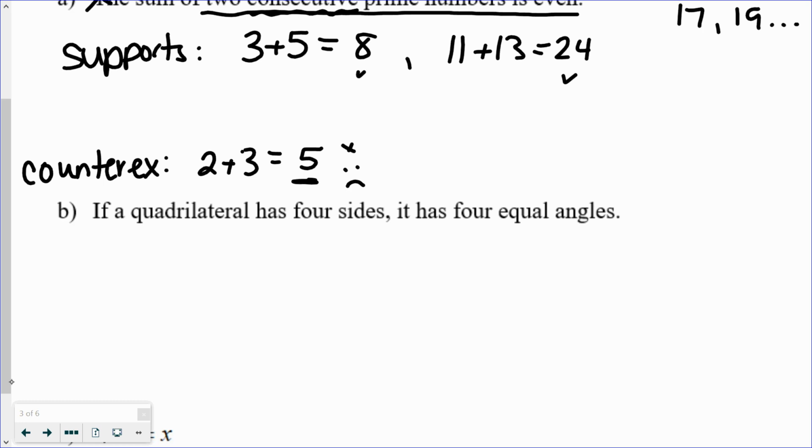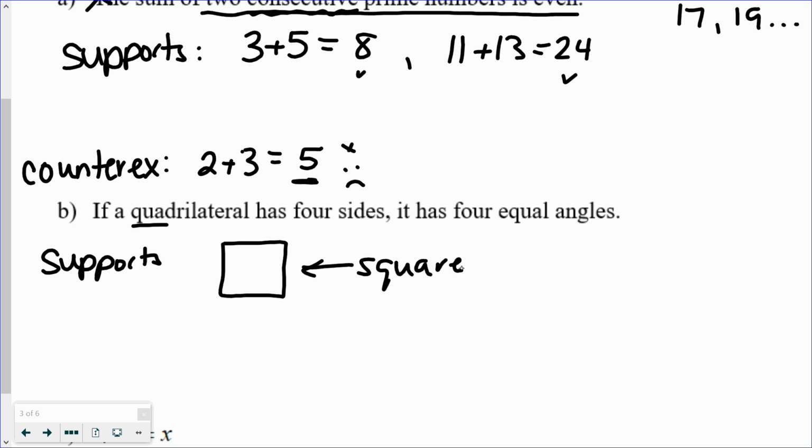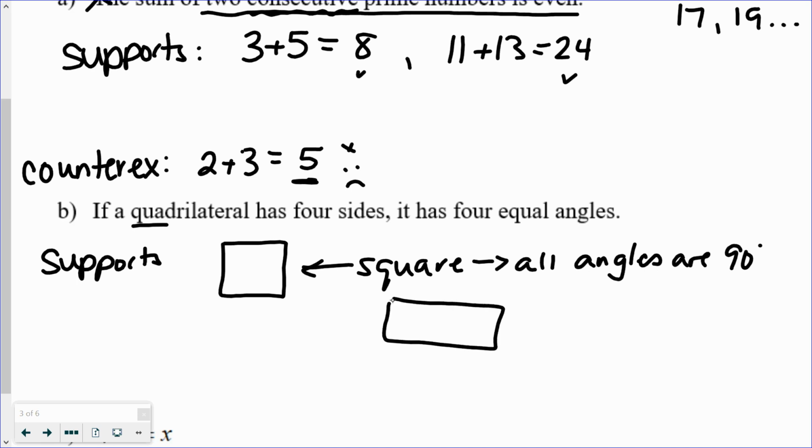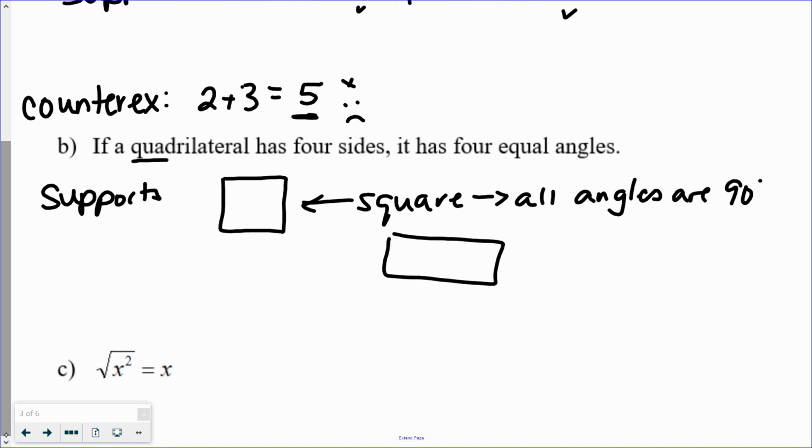So it says if a quadrilateral, so just a 4-sided shape, quad meaning 4, has 4 sides, it has 4 equal angles. Okay. All right. Do my best work to draw a square. That has 4 sides. All of the angles are 90 degrees. You could do a rectangle too, right? That also has all 90-degree angles.